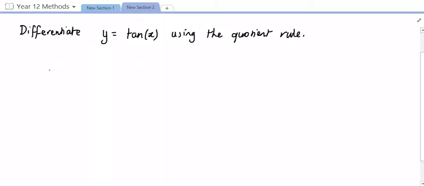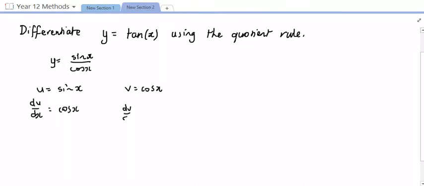Right, so first thing I'm going to do is write it as y equals sine x over cos x, which means u equals sine x and v equals cos x. And so from that we can get du dx is equal to cos x and dv dx is equal to negative sine x. So we sub these into the rule. dy dx equals v du dx minus u dv dx all over v squared.